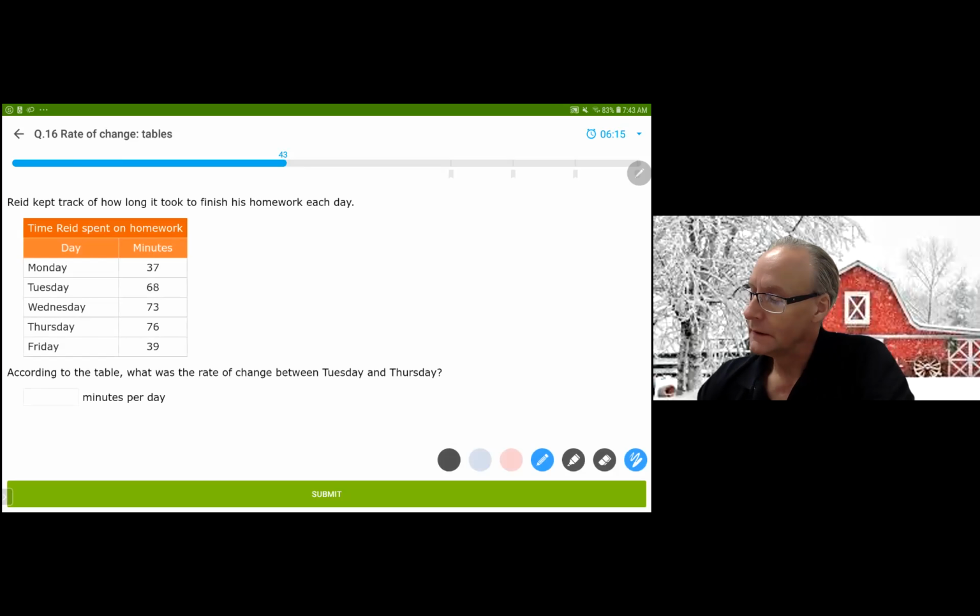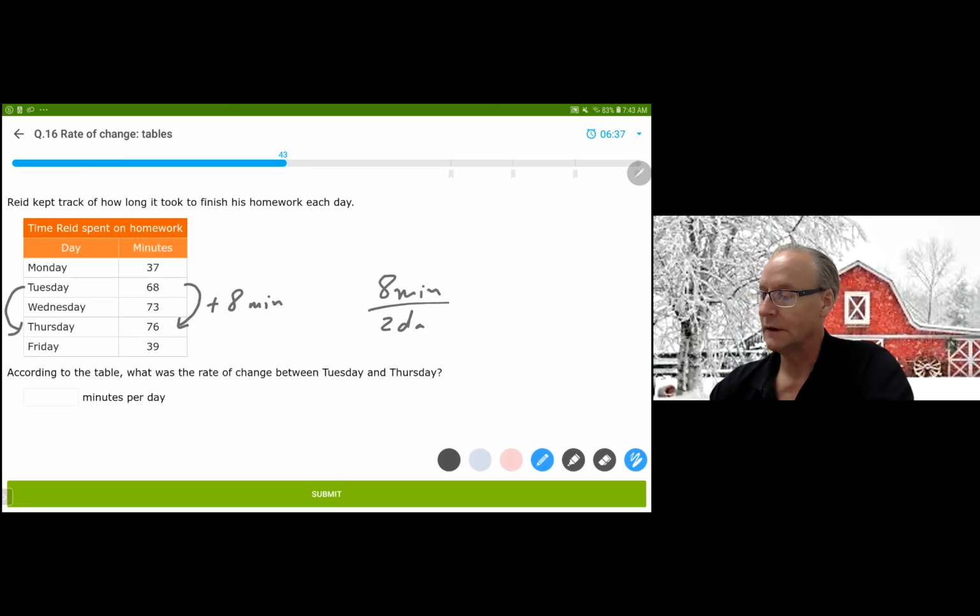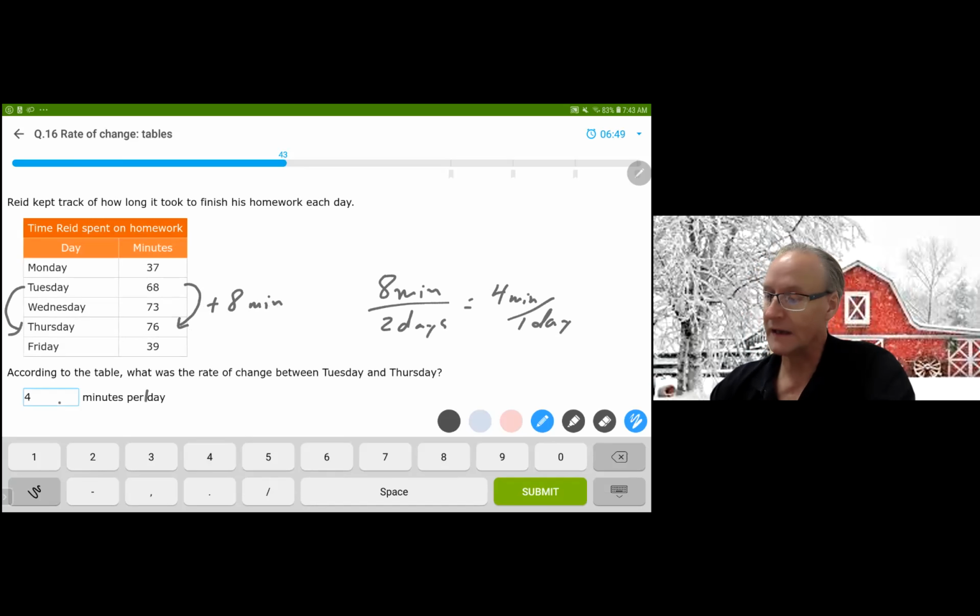Okay, let's see if we can make it easy. Tuesday to Thursday went up 8, didn't it? Minutes. From Tuesday to Thursday, we went up 8. In order to get that, you can subtract backwards. But from Tuesday to Thursday is 2 days. 8 minutes over a period of 2 days is the same as 4 minutes per 1 day. Notice that the 1 isn't on there, but it really is there. So it's 4. And it is positive. It did go up.